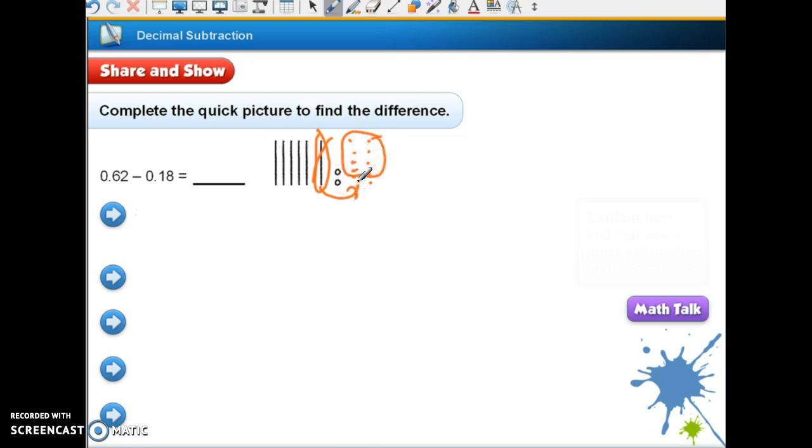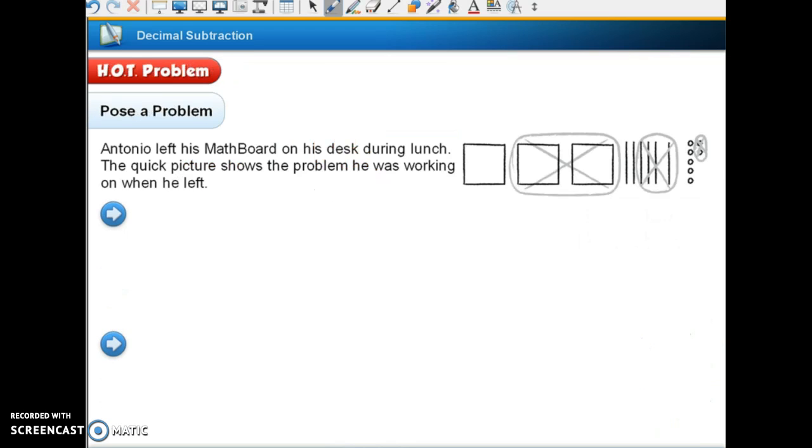Okay? How many hundredths does that leave us? 4. 4. How many tenths do I have? 1, 2, 3, 4, 5. Do I have any wholes? No. So I should have 5 and 4 tenths left. Let's look at the next one.